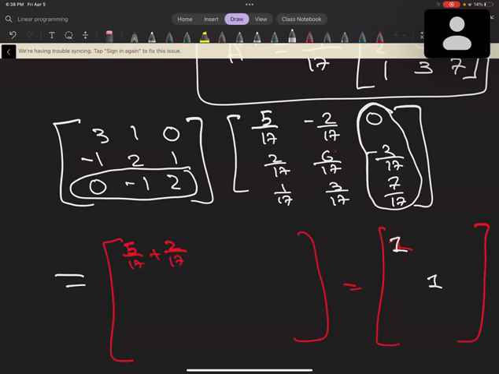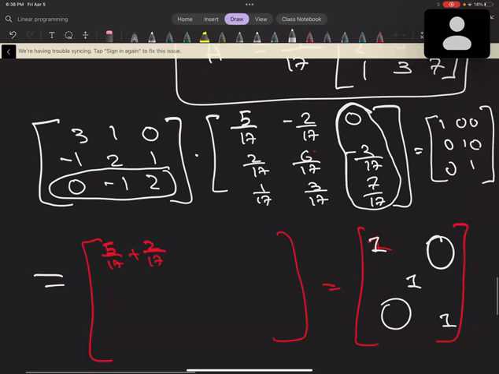So minus 1 times minus 3 is 3 17ths, and 2 times 7 is 14. 3 plus 14, 17 17ths. So that's 1, you see? And this should be zeros. I'll let you check that. So that's indeed the inverse matrix. So this times this gives me the identity, 1, 1, 1 and 0s elsewhere, which is what we wanted.